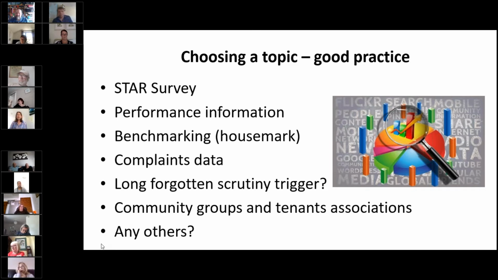Talked a bit about community groups and tenants associations. They're almost like the ear on the ground, aren't they? They know the word on the street, and listening to them as well can help you to make sense of the other stuff that's coming in. So choosing a topic, lots of ways of doing it. I'm sure you've got your own ways, but again, just having an approach to that can be very, very helpful.